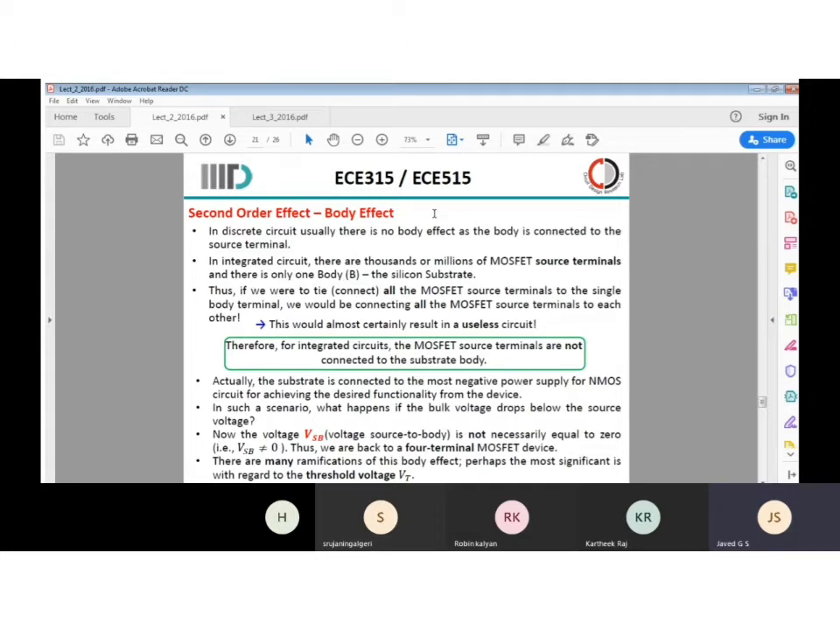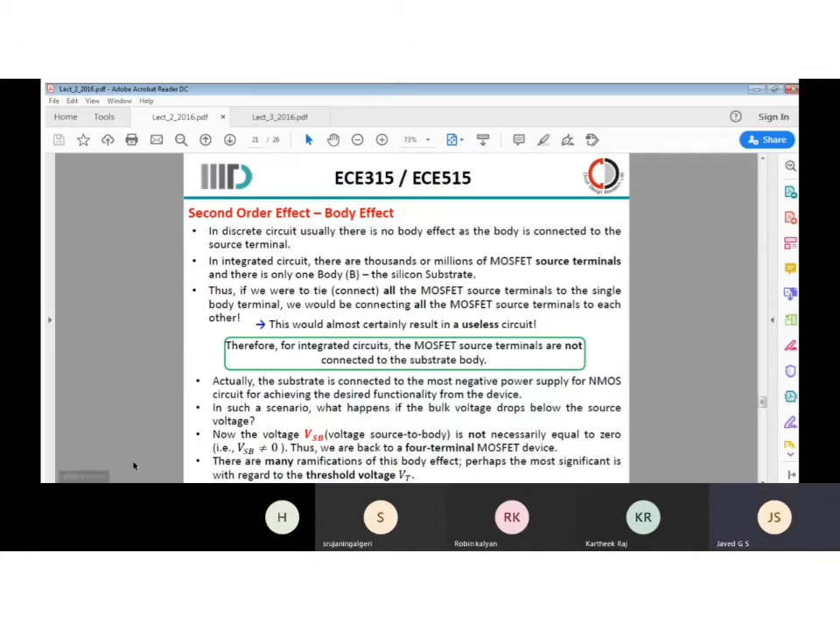You will be using this one excessively when you are working with ultra low power designs, where you're going to do sub threshold based designs. That is what we will talk about in the next few slides. So in a discrete circuit there is no body effect because the body is connected to the source terminal at all times. In an integrated circuit there will be thousands and millions of MOSFET source terminals and there is only one body, the silicon substrate. Thus, if we were to tie the MOSFET source terminals to the single body terminal, we would be connecting all MOSFETs to each other.